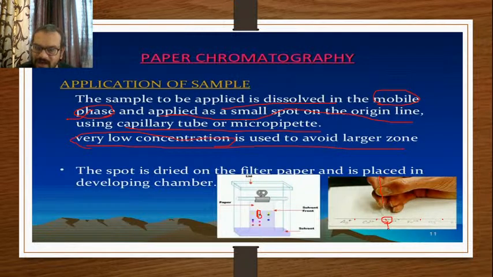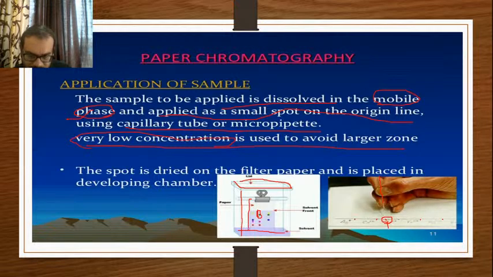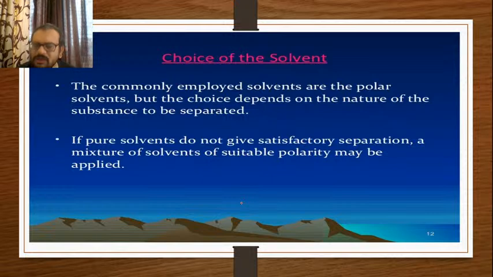The spot is dried on the filter paper and placed in the developing chamber. As soon as you apply the spot, just air dry it and place it into the developing chamber. This is called your developing chamber, and here is the mobile phase at the bottom, and upside down is your filter paper, or stationary phase. The choice of solvent is majorly dependent upon polarity.